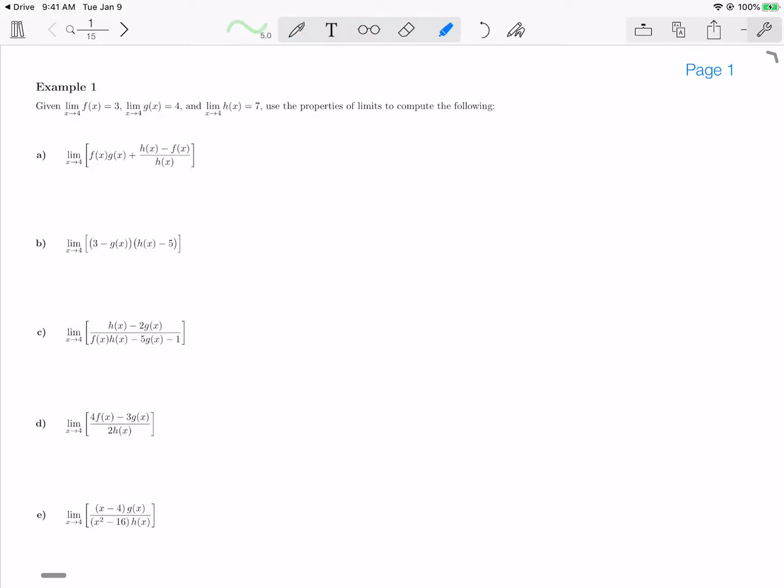On this one, it tells me the limit as x goes to 4 for these three different functions, f, g, and h, are 3, 4, and 7 respectively. So essentially all I'm going to do is plug those numbers, 3, 4, 7, into these expressions. So I'll do f times g, so the limits for each of those functions multiplied together, and then h minus f over h. So then this just gives me 12 minus 4 over 7. You can combine those.